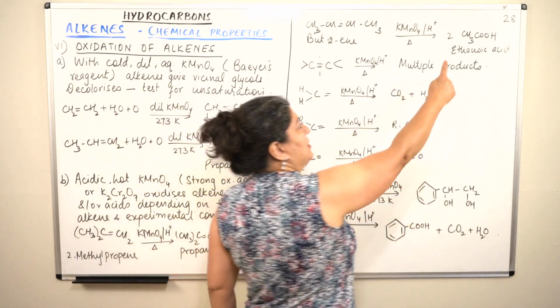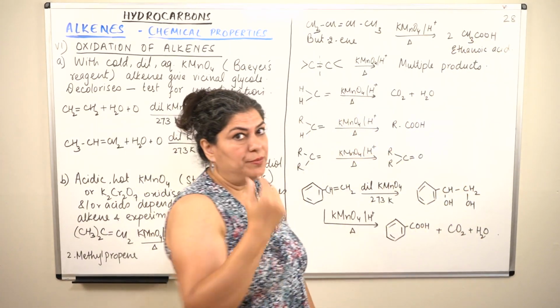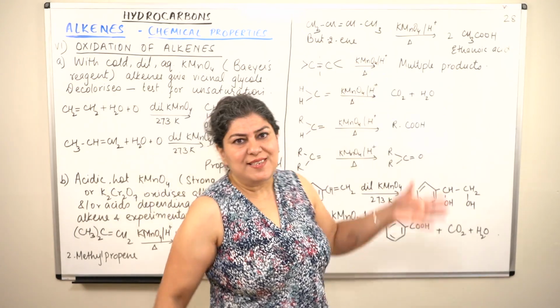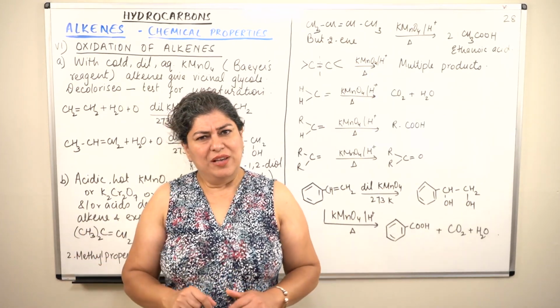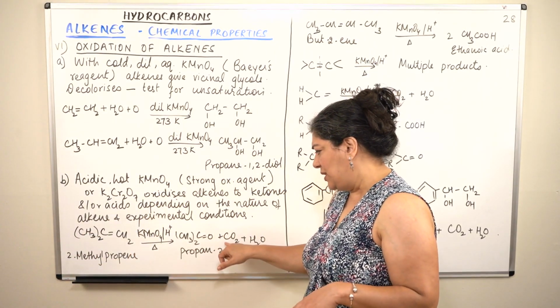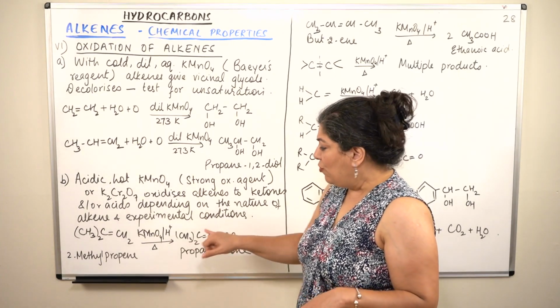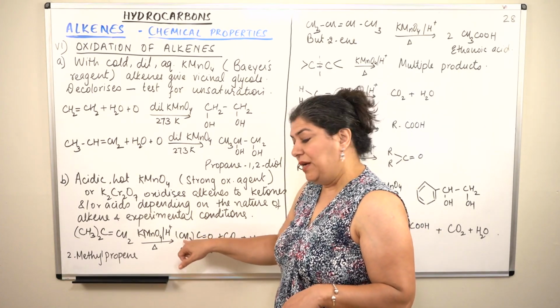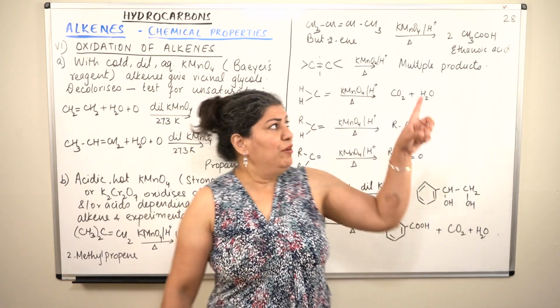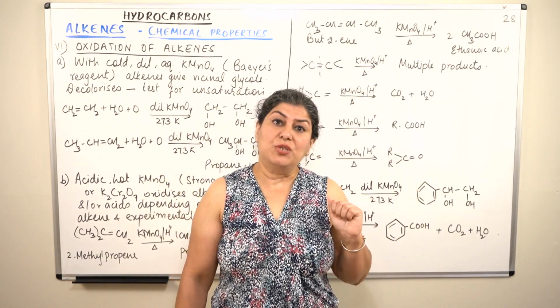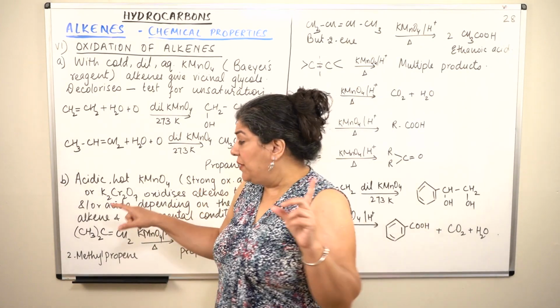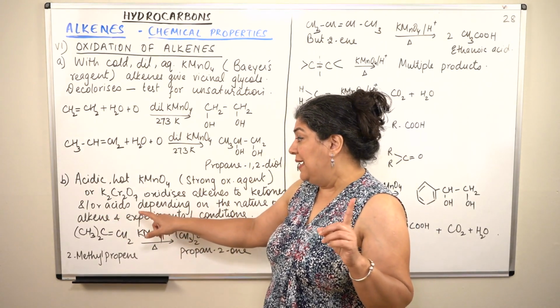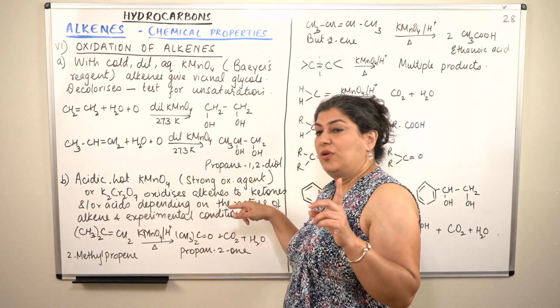What was the product? CH3COOH. Do we understand something from these reactions? When is carbon dioxide and water being formed? When is a ketone being formed? And why was a carboxylic acid formed here? And remember the language that was there, that it depends on the nature of the alkene.